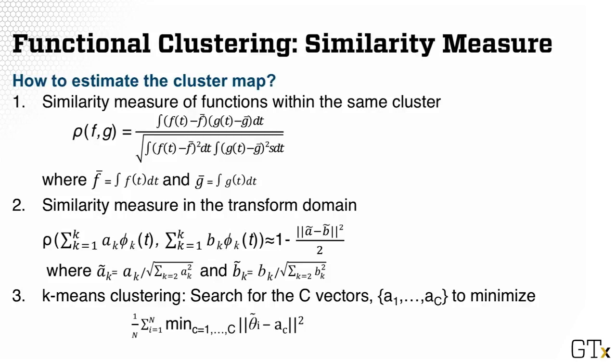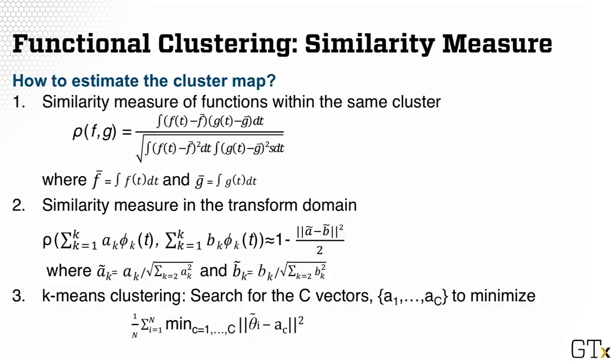In fact, if we use the appropriate basis of functions, for example, the Fourier basis of functions to decompose the functions, then it can be shown that clustering using a similarity measure, the correlation between two functions, is equivalent to clustering using a similarity measure, the Euclidean distance between their transformation coefficients thetas.